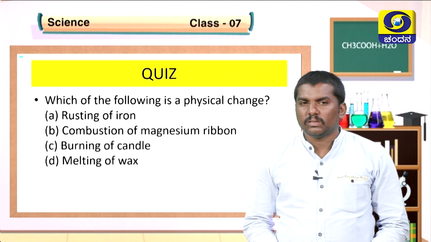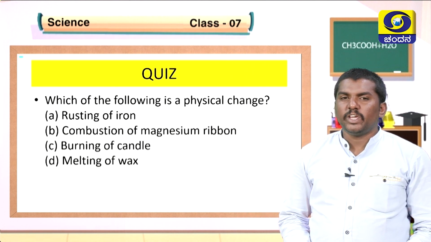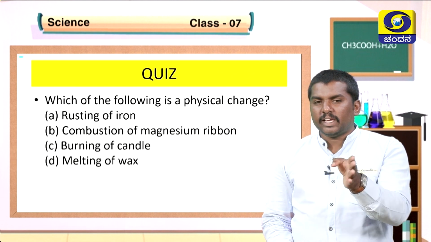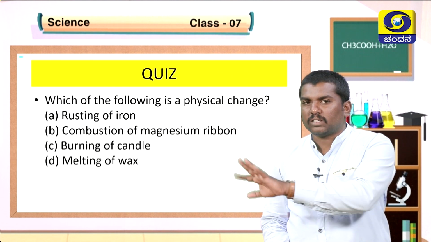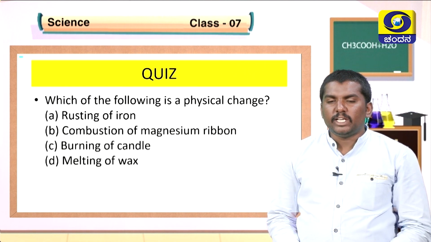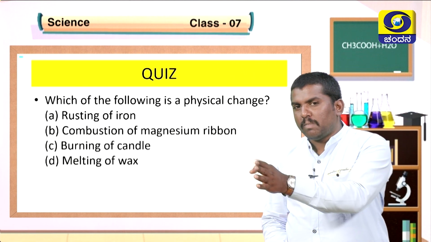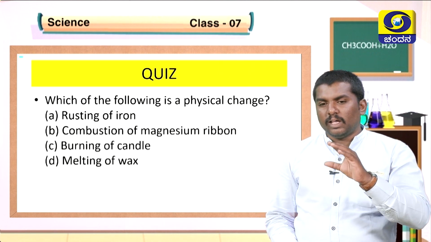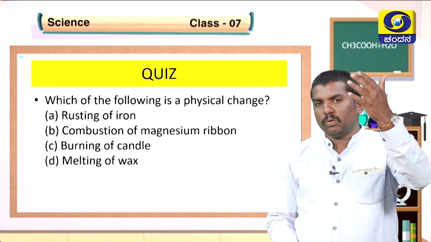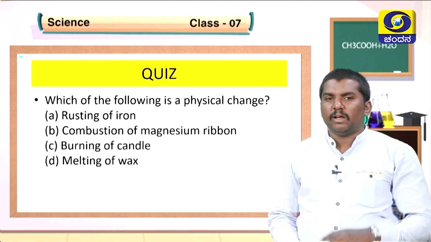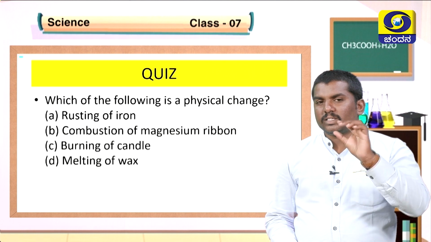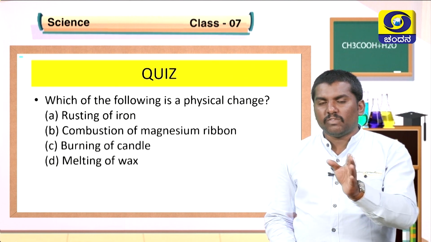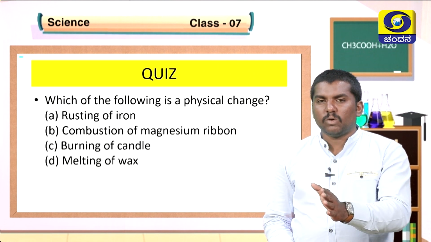How do you get the answer? Dear students, in option A, rusting of iron, what happens here? In this case, iron gets converted into iron oxide. It is a chemical change. Here new substance is formed as iron oxide. In the second case, during combustion of magnesium ribbon, magnesium gets converted into magnesium oxide. Here also new substance is formed. In case of burning of candle, here also the paraffin present in the wax gets converted into carbon dioxide. In option D, melting of wax, here the state of the wax gets changed from solid state to liquid state.